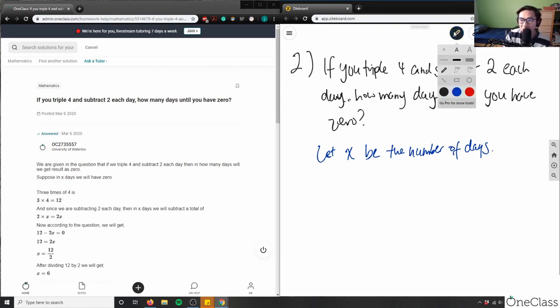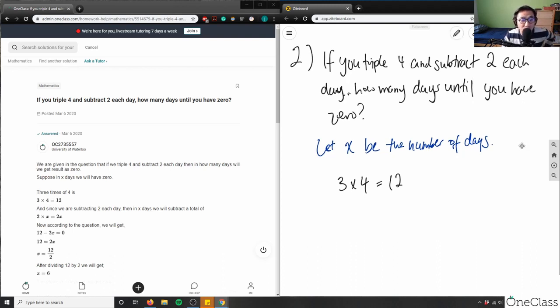Now we have to organize our words into mathematical expressions. So it's, if you triple 4 and subtract 2 each day. Tripling 4 just means what? You're doing 3 times 4, right? Triple 4 means 3 times 4, which equals 12. So that's our first statement. And subtract 2 each day.